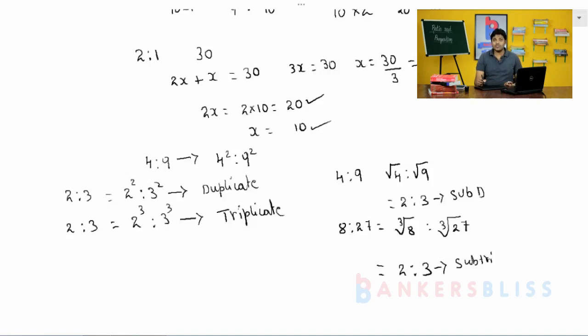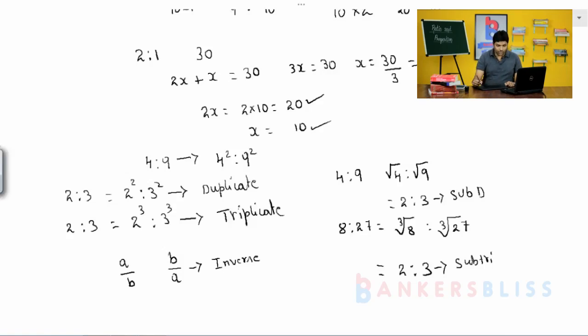Next, the concept is called inverse ratio. If the original ratio is A by B, then its inverse is B by A. So, B by A is the inverse. Okay. So, the antecedent becomes the consequent and vice versa.